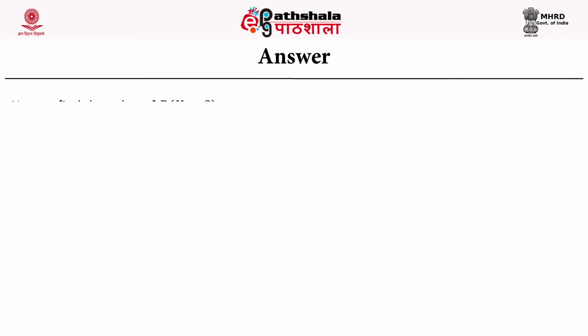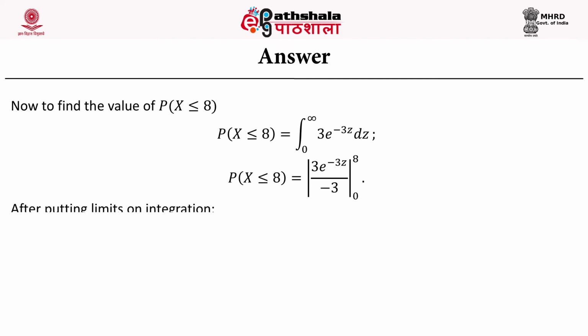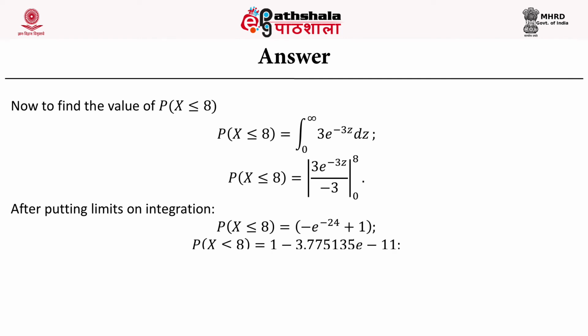Now to find the probability that X is less than or equal to 8, we have to use the definition of the distribution function. Here the range is defined as 0 to infinity, and the upper limit is equal to 8. After solving the integration and putting in the limits, we get the expression 1 minus e to the power minus 24, and the value of e^(-24) is equal to 3.775135 × 10^(-11).